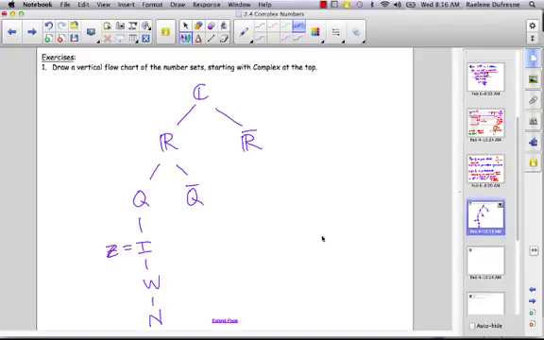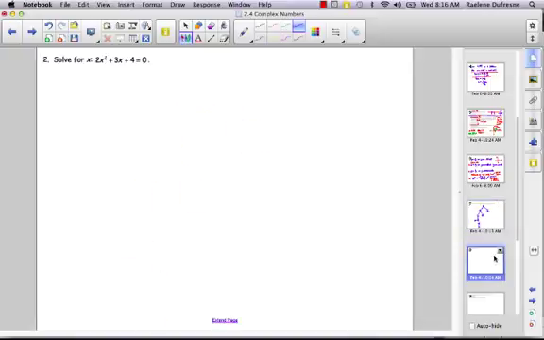So any number you can think of can always be called a complex number, but depending on the path that it follows, it may be called a rational, irrational, real, or non-real. All right, let's solve for x.